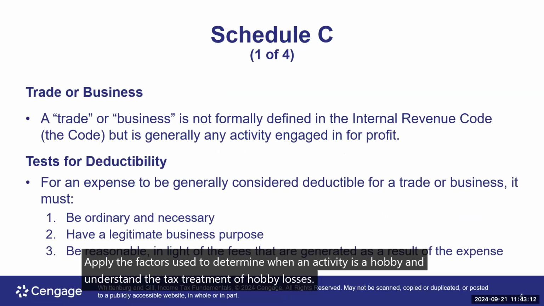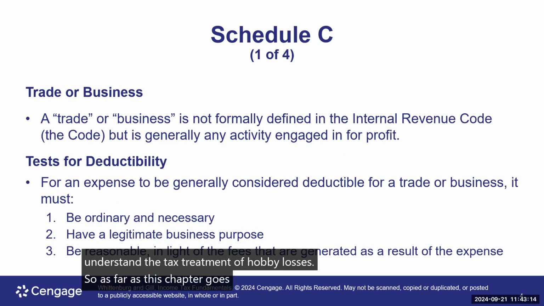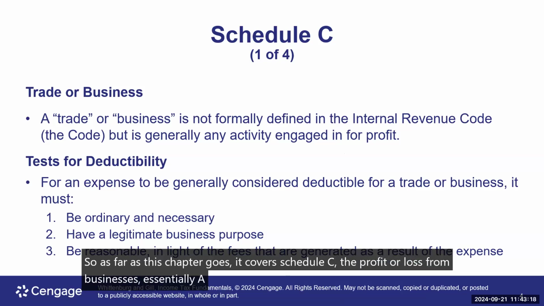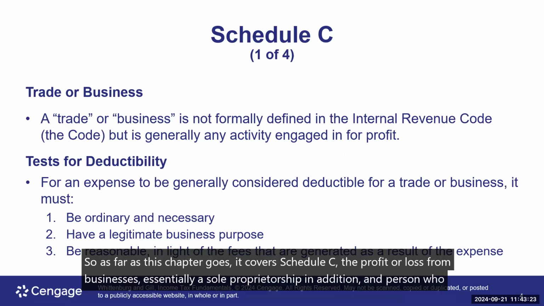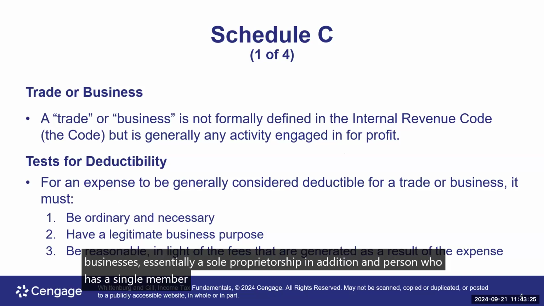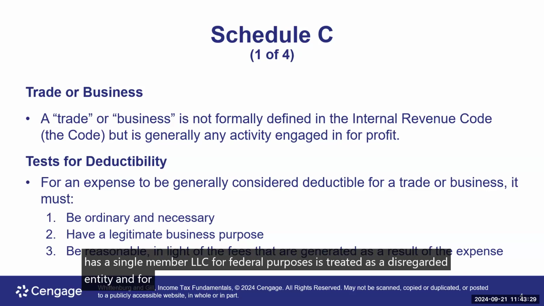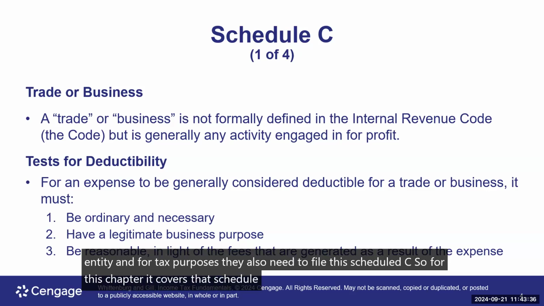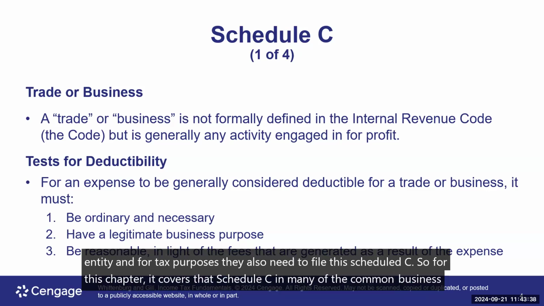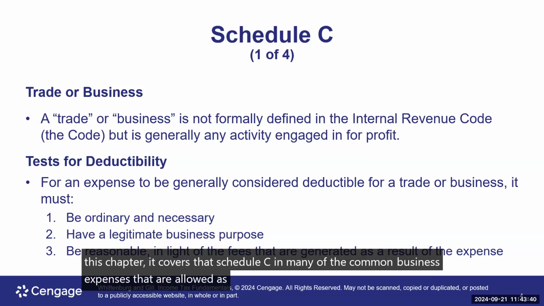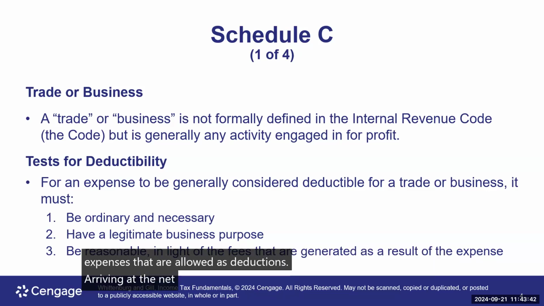So as far as this chapter goes, it covers Schedule C, the profit or loss from business, essentially a sole proprietorship. In addition, a person who has a single member LLC for federal purposes is treated as a disregarded entity, and for tax purposes, they also need to file this Schedule C. So this chapter covers Schedule C and many of the common business expenses that are allowed as deductions in arriving at the net taxable business income.